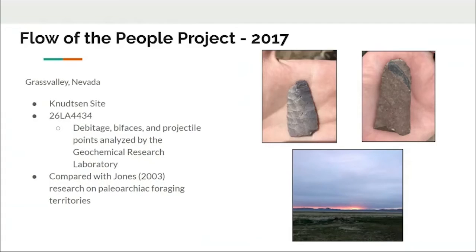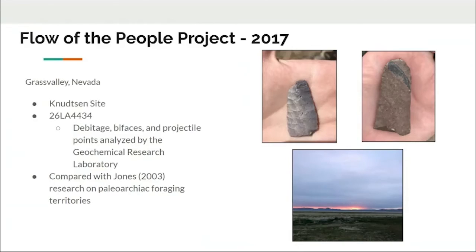Above the overview shot, we have two examples of Prearchaic bifaces found in Grass Valley. Bifaces are a form of stone tool that are basically prerequisites to a projectile point or an arrowhead. Although these ones in the pictures are not obsidian, these give you a good context of what types of stone tools I'm talking about here.